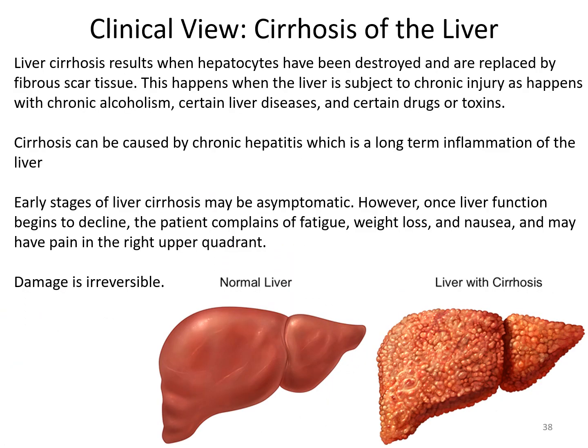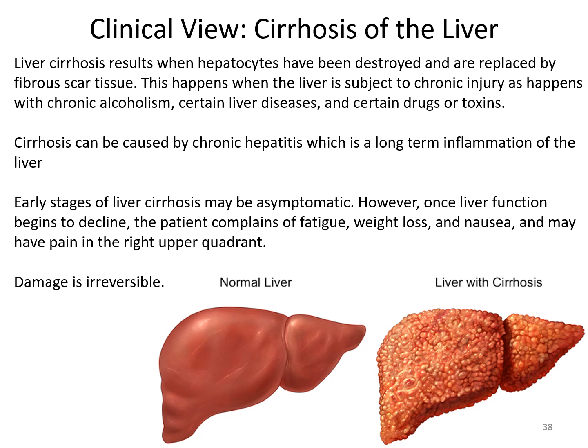Cirrhosis of the liver is what happens when your normal hepatocytes end up being destroyed and they get replaced by this fibrous scar tissue. This happens whenever the liver is subject to chronic injury. It can be a product of alcoholism. There are certain liver diseases that lead to cirrhosis, and then certain drugs or toxins as well. It can also be caused by chronic hepatitis, which is long-term inflammation of the liver.